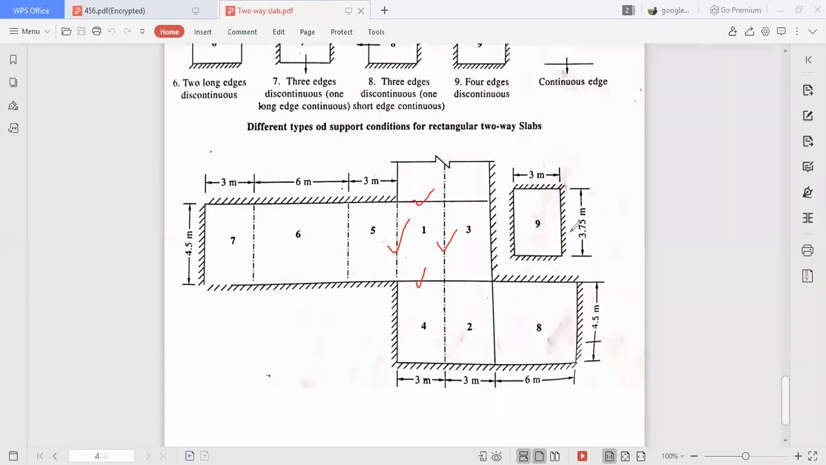Okay, what is this? 117. Who is this 117? I'm removing this 117. Who is this? Shahir.